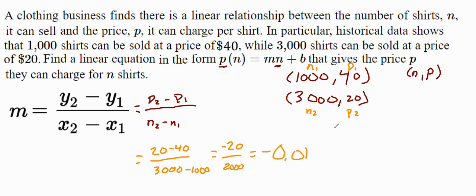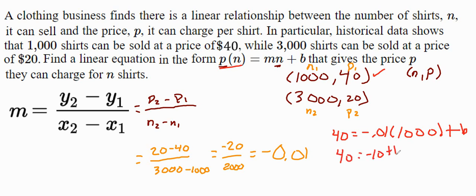So to find the b in this, we need to use either point. I'm going to use this top one, and we're going to put in 40 for p of n. So 40 equals my slope, which is negative 0.01, times my n, which is 1,000, and then plus b. Negative 0.01 times 1,000 is negative 10. So 40 equals negative 10 plus b. Add 10 to both sides. That's the opposite or inverse of subtracting 10 or a negative 10. And that's going to give us a b value of 50.